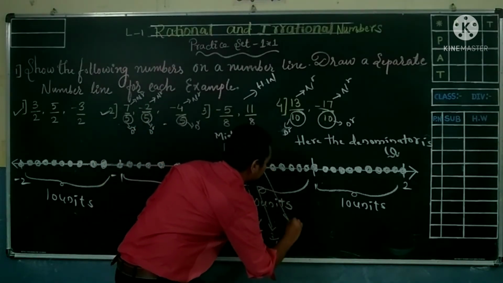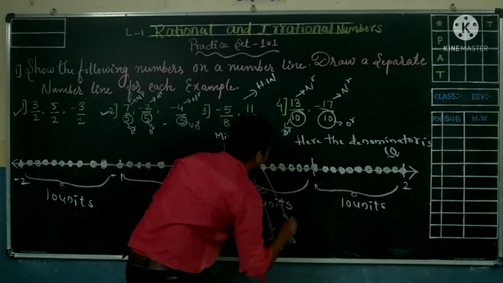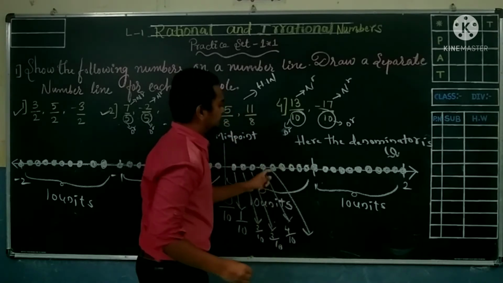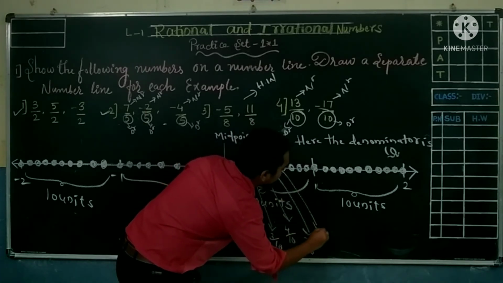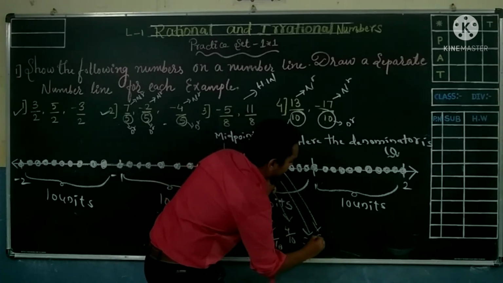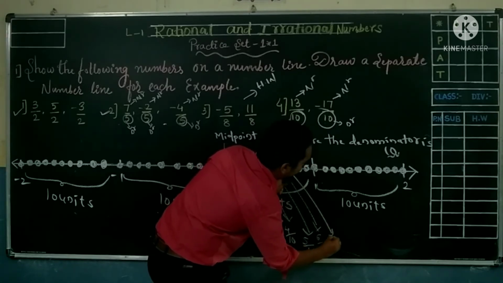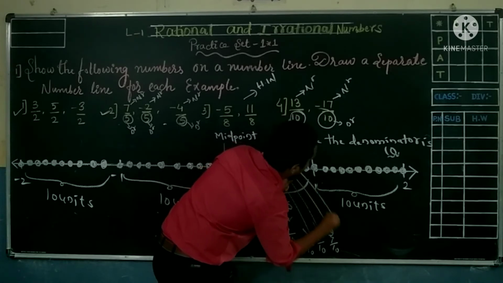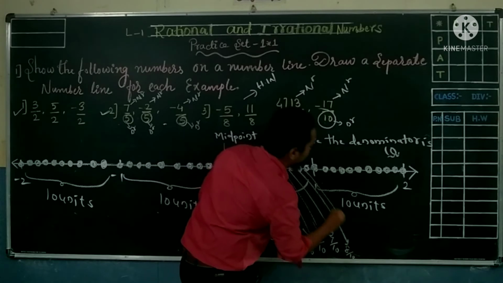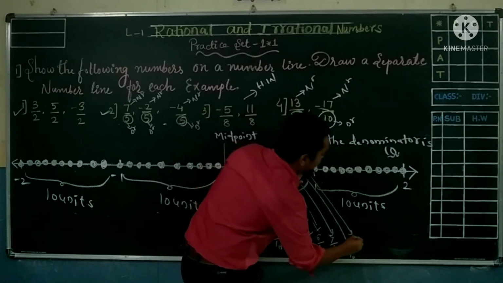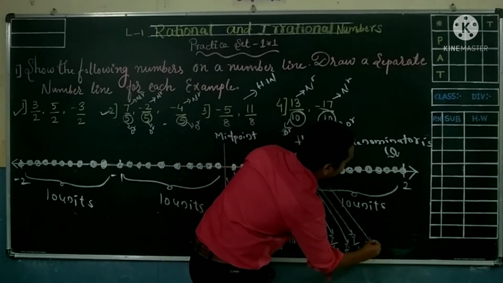Here also, 4 units means 4 upon 10, as the denominator given is 10. And next this one is 5 units, 5 upon 10. This is 6 units, 6 upon 10. This is the 7th unit, 7 upon 10. This is 8 units, 8 upon 10. Next, 9 units means 9 upon 10. Here 10 units means 10 upon 10.